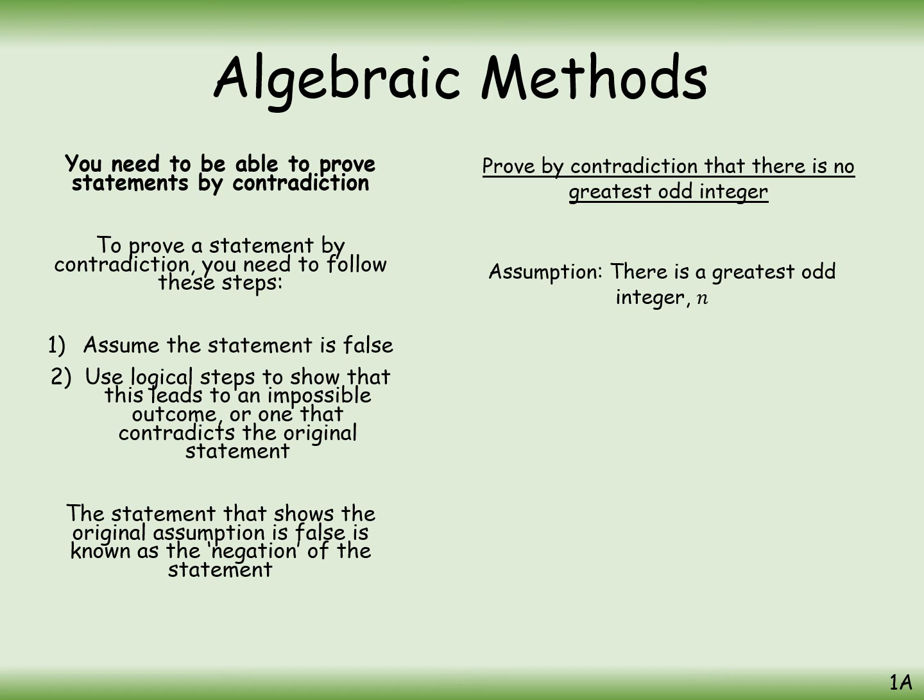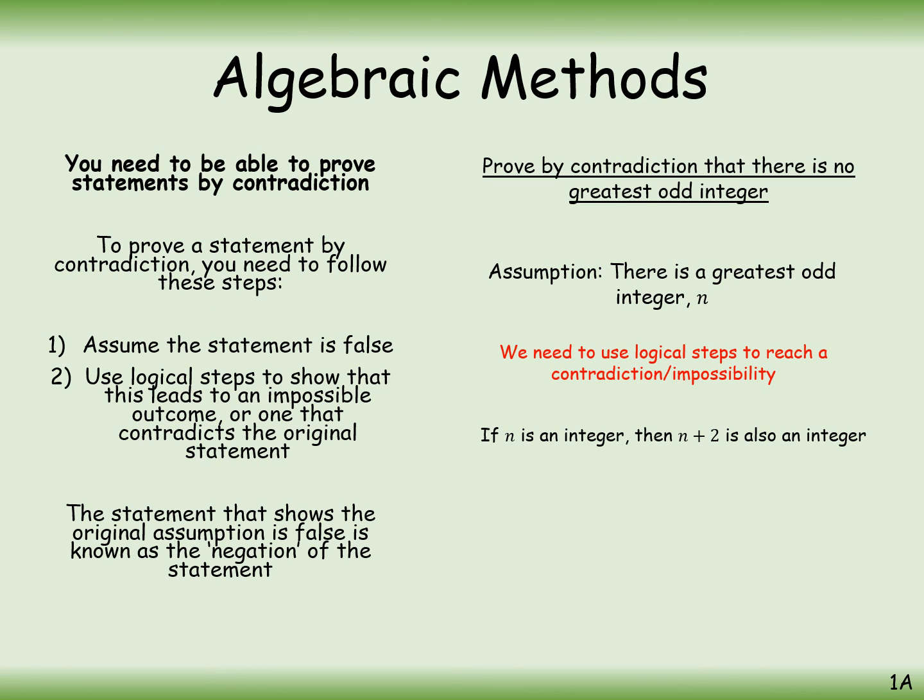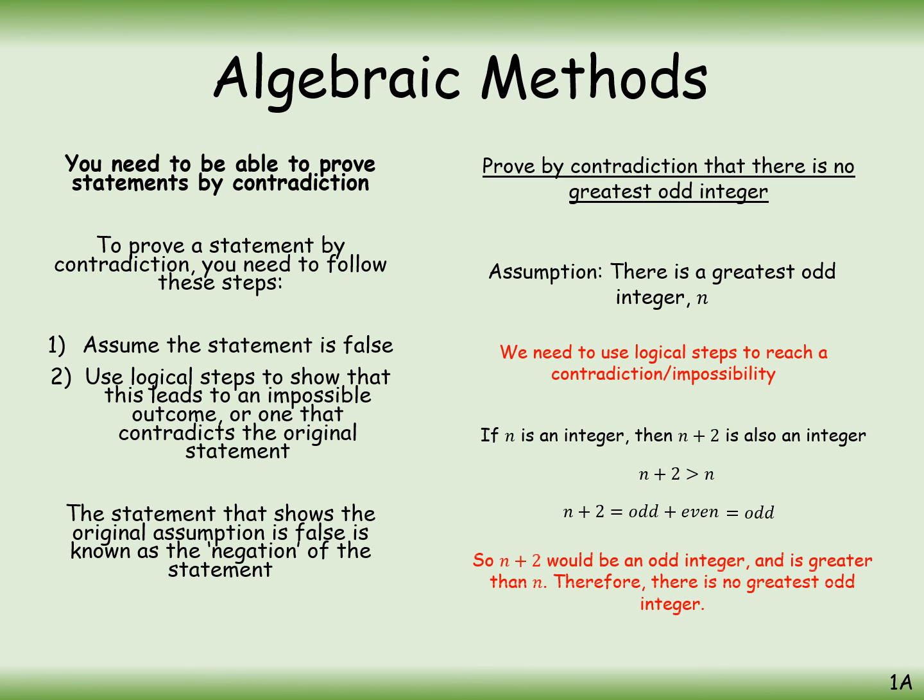So assumption: there is a greatest odd integer, n. We need to use logical steps to reach a contradiction or impossibility. We know that there is no greatest integer. So if n is an integer, then n plus 2 is also an integer. So n plus 2 must be greater than n. So n plus 2 equals odd plus even, which equals odd. Odd plus even, we know, equals odd. So n plus 2 would be an odd integer and is greater than n. Therefore, there is no greatest odd integer. So we always have to have a statement or a conclusion at the end.